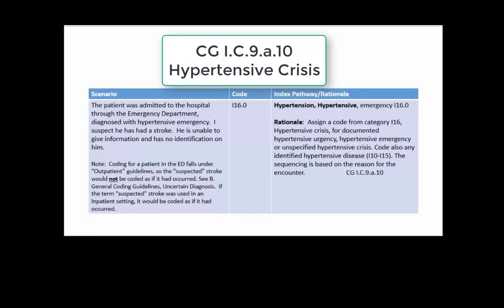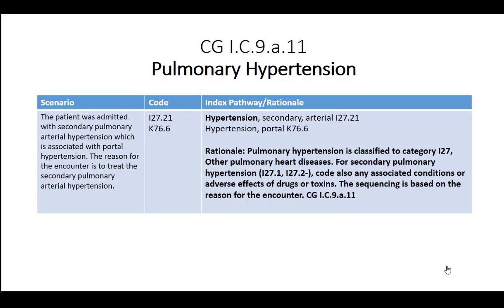Anytime you have a new guideline and coders get used to using it, questions come up. And those are the types of questions that are covered in the coding clinic. This guideline has to do with pulmonary hypertension. In this case, the patient was admitted with secondary pulmonary arterial hypertension, which is associated with portal hypertension. And the reason for the encounter is to treat the secondary pulmonary arterial hypertension. Main term hypertension, secondary arterial, gives you the I-27 code following our guideline, and the portal hypertension K76.6.